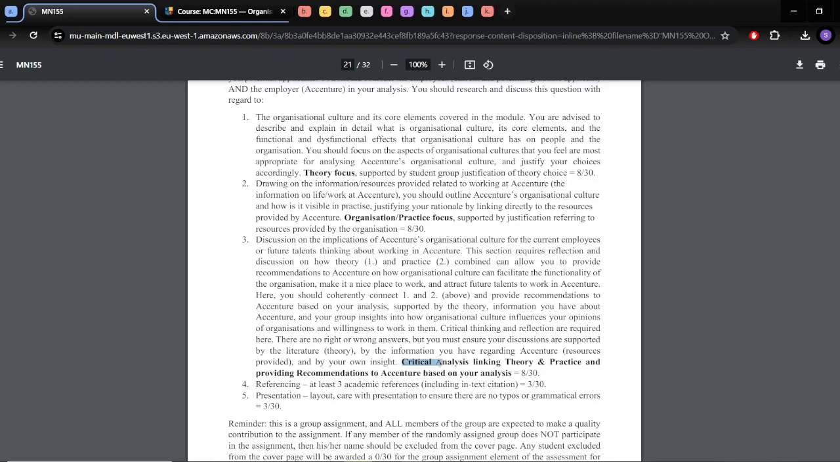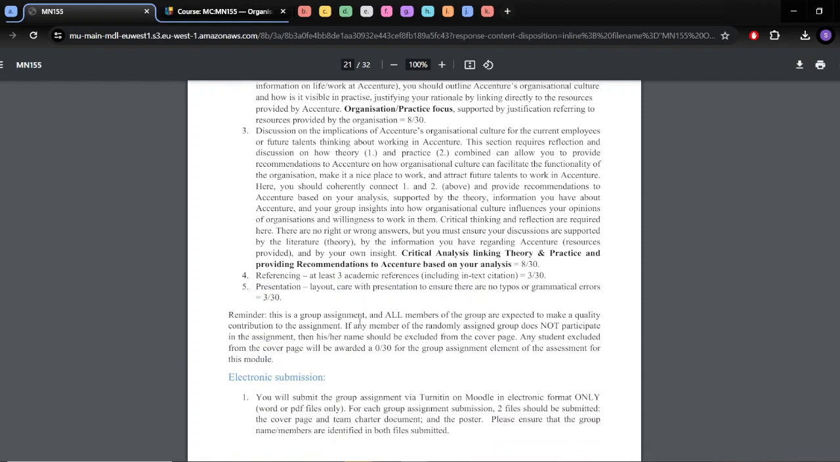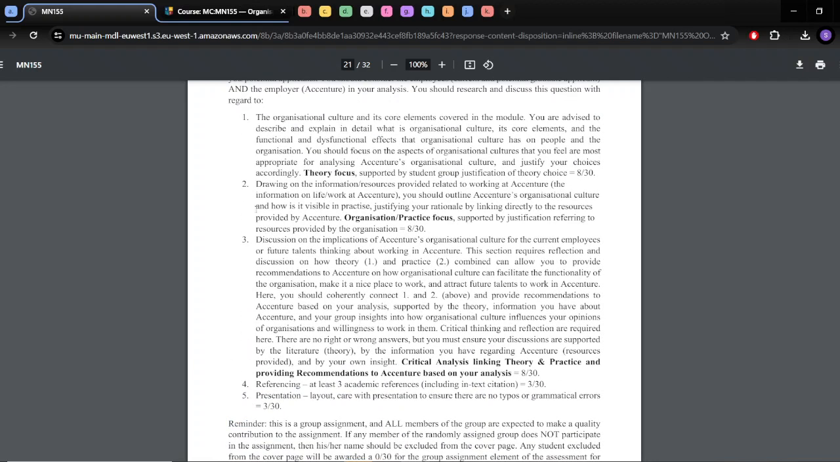So this part 3 is critical analysis, linking theory and practice, and providing recommendations to Accenture based on your analysis, and it's also worth 8 out of 30 marks. Okay, then it says referencing. At least 3 academic references, including in-text citation, is going to be worth 3 out of 30, and our presentation, so our layout and our care, and no typos or grammatical errors, and that's going to be 3 out of 30. Okay, and that is the brief there.